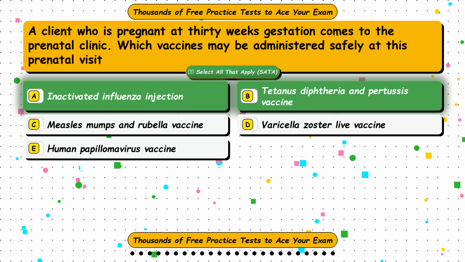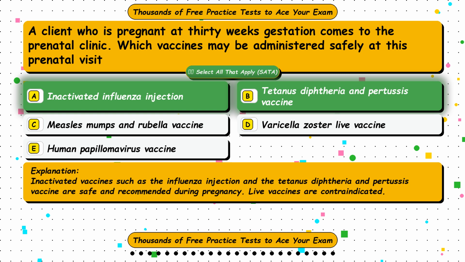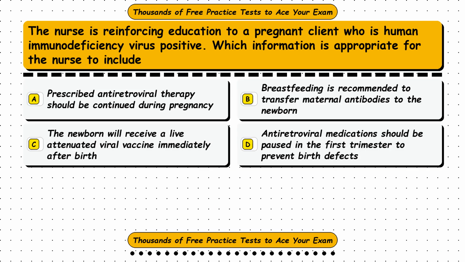The correct answers are options A and B, inactivated influenza injection, tetanus, diphtheria and pertussis vaccine. Inactivated vaccines such as the influenza injection and the tetanus, diphtheria and pertussis vaccine are safe and recommended during pregnancy. Live vaccines are contraindicated.